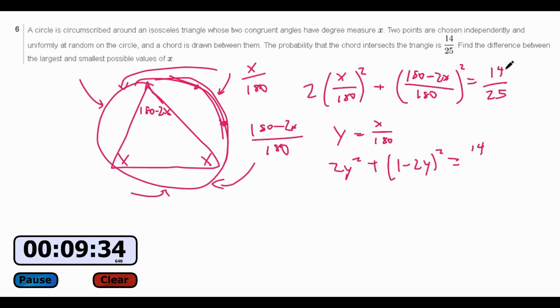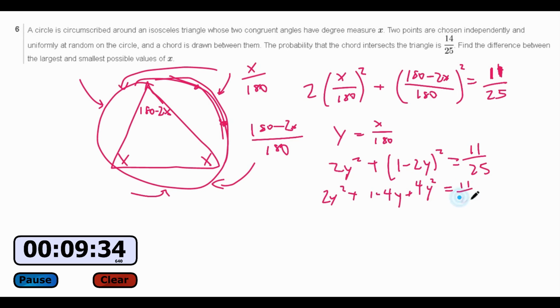Oh, made a mistake here. This, in fact, is not 14 over 25. The probability the chord intersects the triangle is 14 over 25. So the probability that the chord does not intersect the triangle is 1 minus that, which is 11 over 25. Don't make this mistake on the AIME 2, alright? Don't be like me doing this video. Alright, anyways. This is 11 over 25, so that means if we keep on going, 2y squared plus the expansion. Yes, yes, yes. Calculation. We get it.